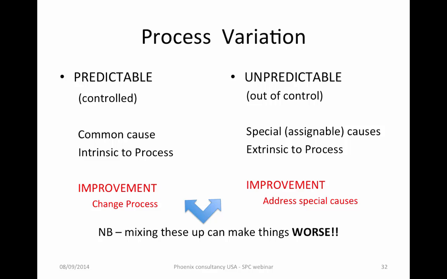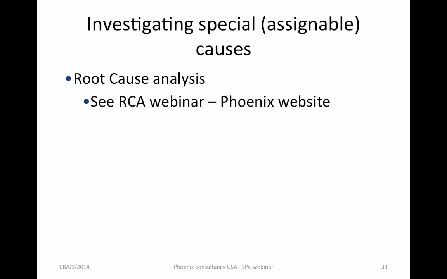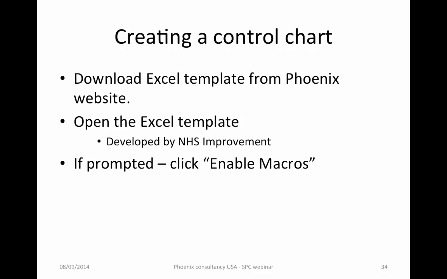Failure to distinguish between common cause variation and special cause variation, and so applying the wrong approach, can actually make things worse if special cause variation were addressed as though it were common cause variation, or if outlying points within a predictable process due to common cause variation were each investigated as if they were due to a special cause. For further information on how to investigate special or assignable causes, you could visit the Phoenix website and see the root cause analysis webinar. I'm now going to talk you through creating a control chart using your own data with the Excel template that's downloadable from the Phoenix website.